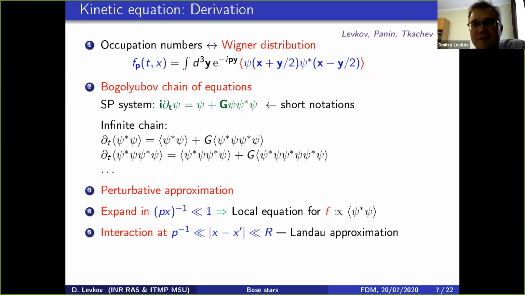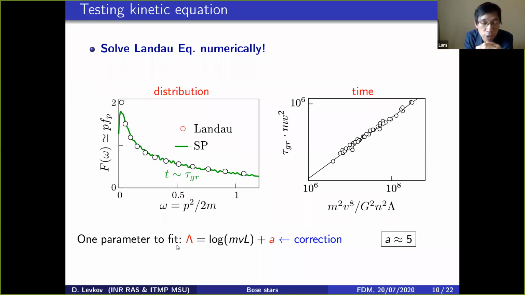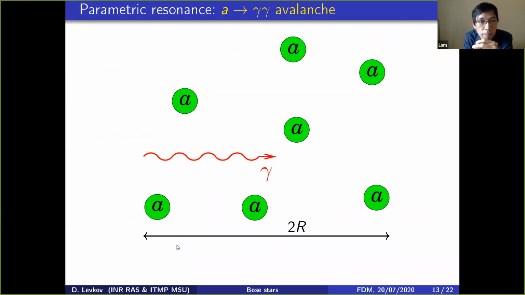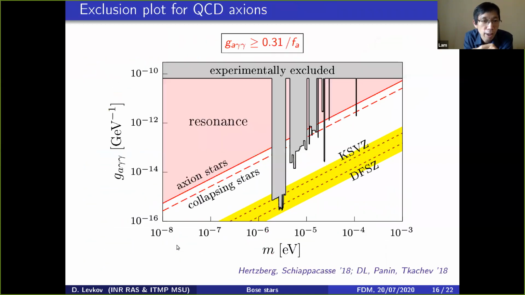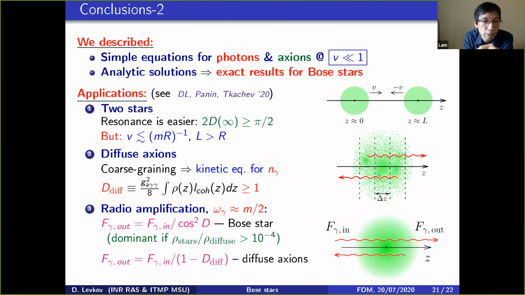Nice. I was also curious about the second part of the talk, where you talk about parametric resonance, which is a very nice effect. At the very end, you discuss what happens when you have two stars, which is of course very interesting from an astrophysics point of view when you have a merger of stars. And you point out that for resonance, you need the velocity to be less than 1/mr. Can you remind us where that condition comes from?